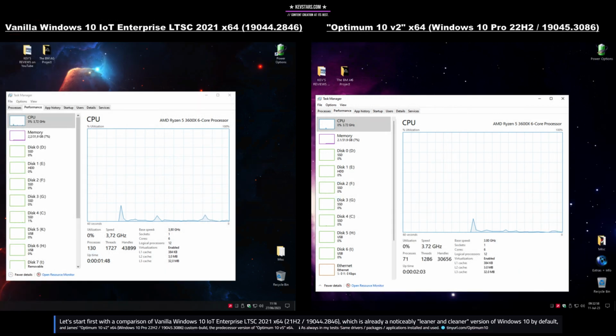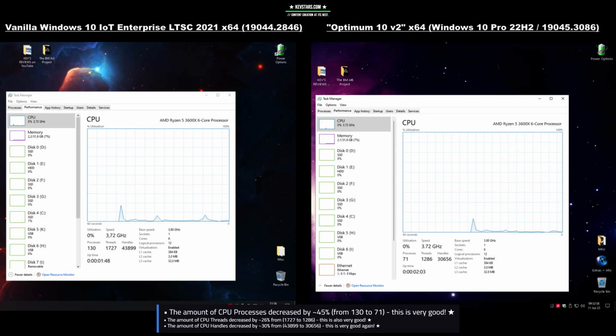Let's start first with a comparison of vanilla Windows 10 LTSC IoT 21H2, which is already a noticeably leaner and cleaner version of Windows 10 by default, and James' Optimum 10 V2 custom build, the predecessor version of Optimum 10 V5. The amount of CPU processes decreased by around about 45%. This is very good. The amount of CPU threads decreased by around about 26%. This is also very good.